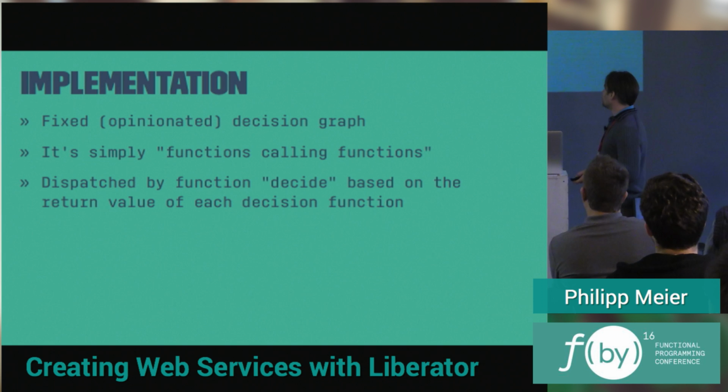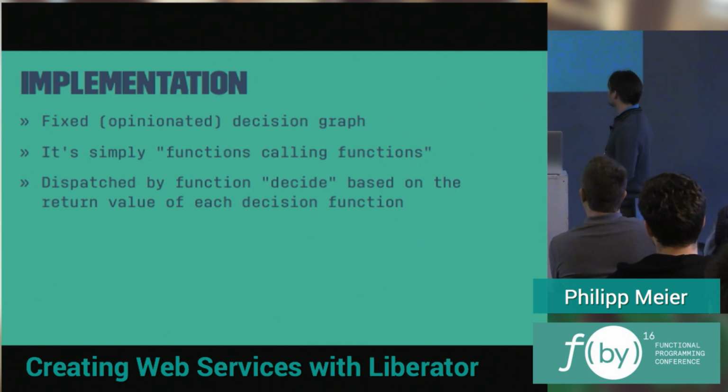Liberator is opinionated. There's a fixed decision graph. There are always support tickets like, how do I do authorization before checking for existence, or the other way around? There are tricks for how you can do that, but basically one of the fundamental principles of Liberator is that there's a fixed order in which all those decisions happen. And in the end, at runtime, it's simply functions calling functions. So if the exists function is true, it calls the next decision function.